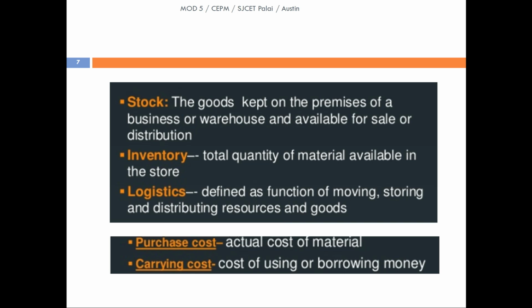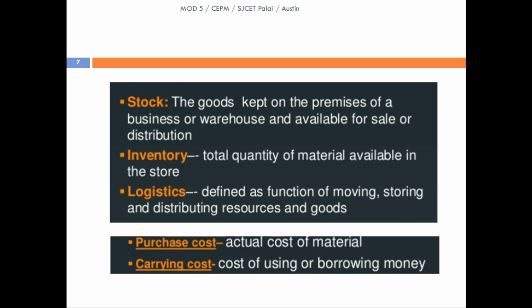Stock is nothing but some goods in the premises of the business or a warehouse that is available for sale or distribution, that is ready to go to the market. An inventory can be the total quantity of material available in the store. So if you read for the first time, you may not see any difference between stock and inventory. But stock is something that is ready to go for the market, but inventory involves even the raw materials that are available in the store.